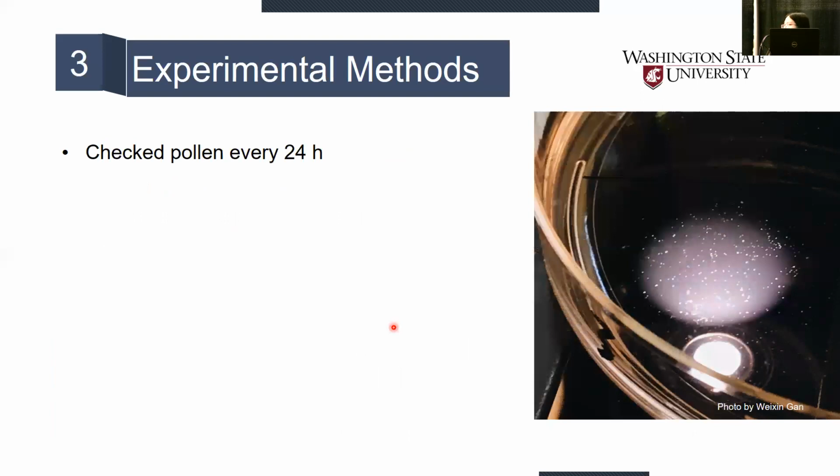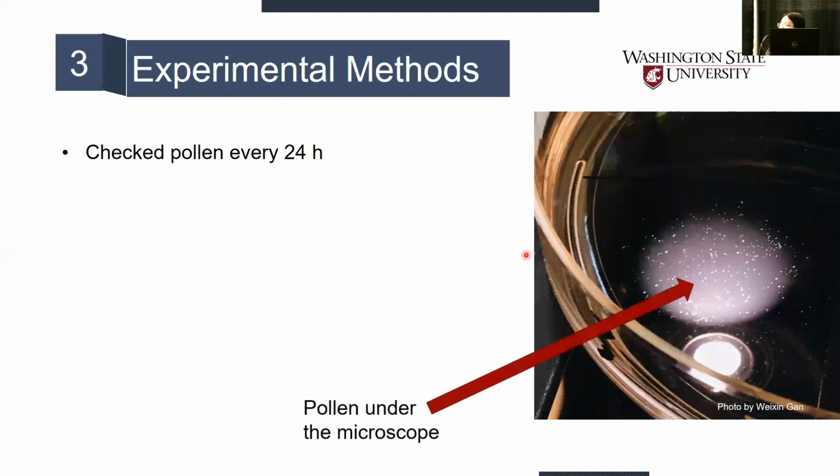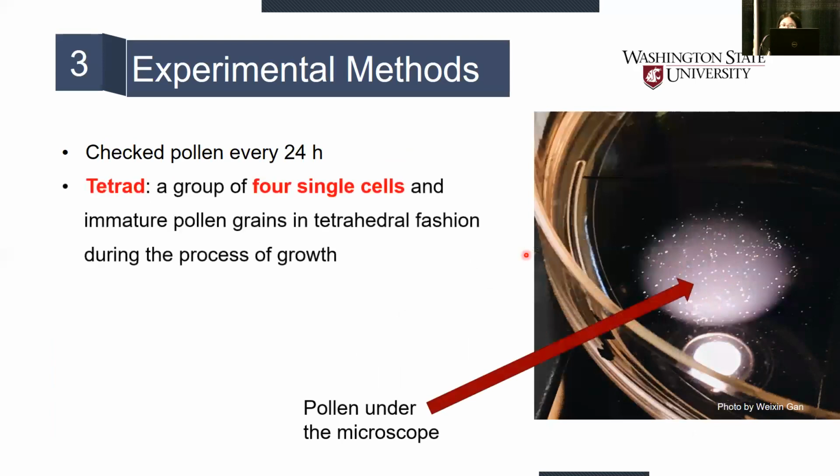And please look at this photo. There are many tiny white dots in the petri dishes that are blueberry pollen. And here I want to introduce a definition of tetrad. It's a group of 4 single cells, and they are immature pollen grains.